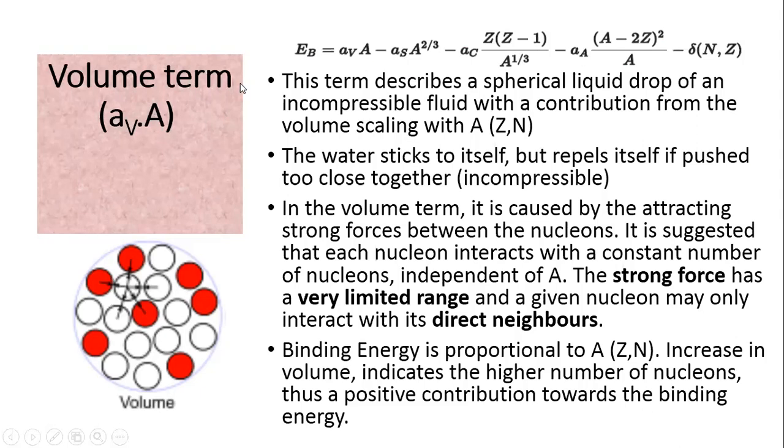So let's have a look at why we are having the volume term in the semi-empirical formula. So for volume, just have a look at the nucleus. Nucleus is, as we have discussed before, like a drop of liquid. So what is happening here: the red balls are the protons and the white are the neutrons. One proton or one neutron is going to interact with the neighboring protons or neutrons.